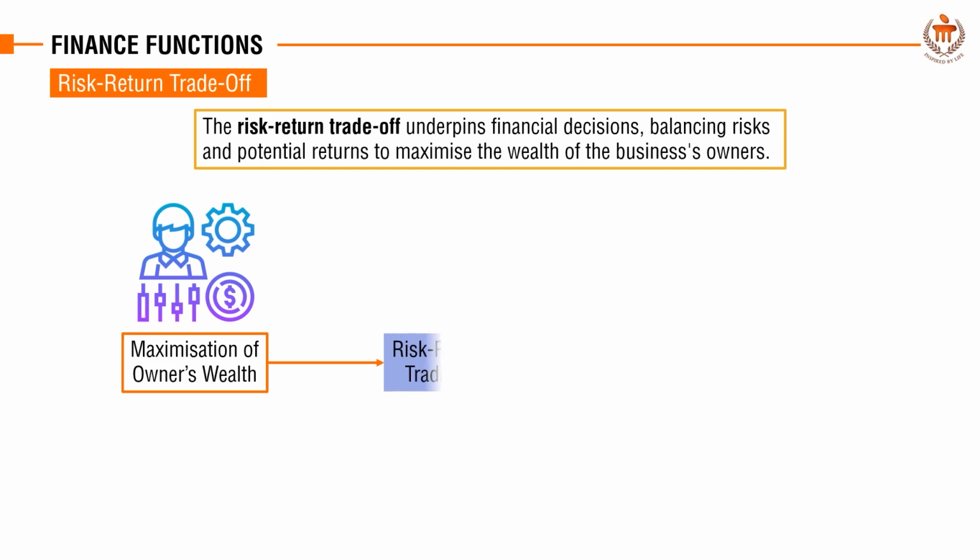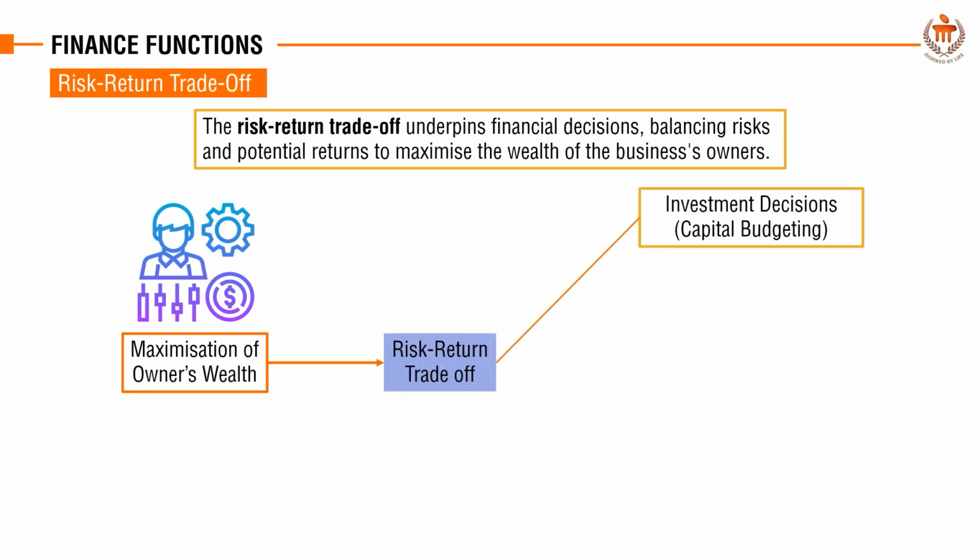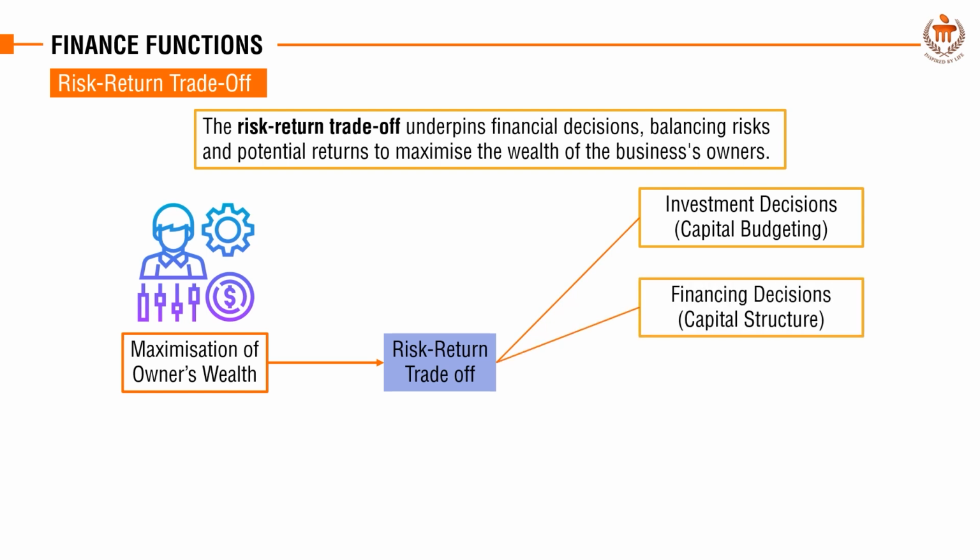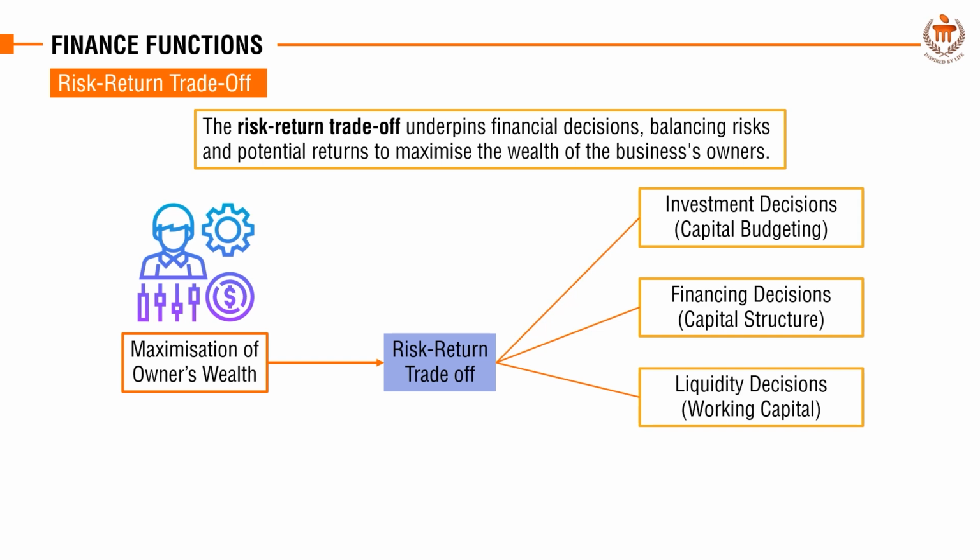owners. This involves investment decisions, also termed as capital budgeting, wherein evaluating high-risk investments with potential high returns. Second is financing decisions, also termed as capital structure, choosing between equity and debt based on cost and risk. Third is liquidity decisions, also termed as working capital, wherein balancing liquidity to meet obligations while ensuring profitability.